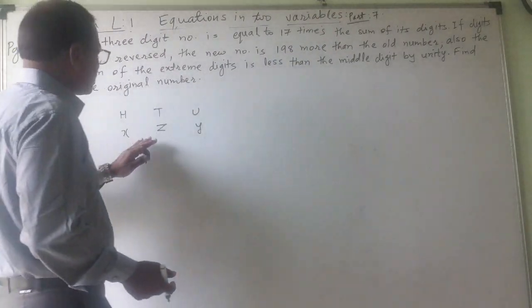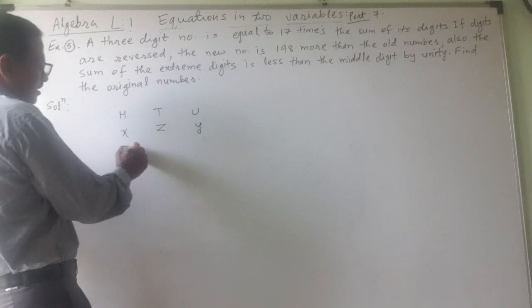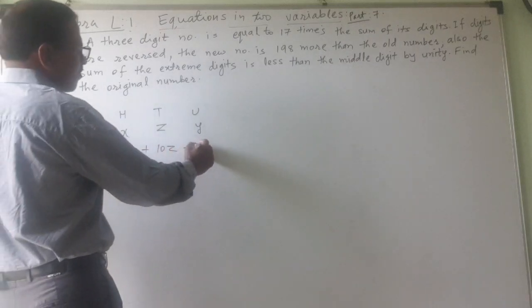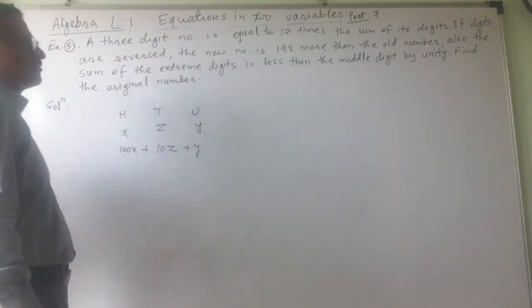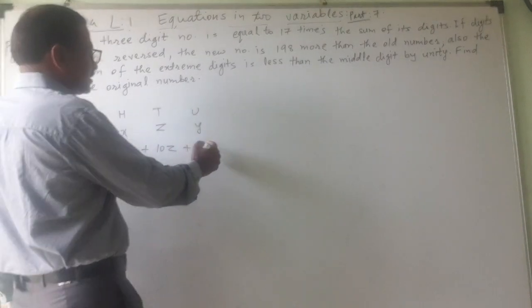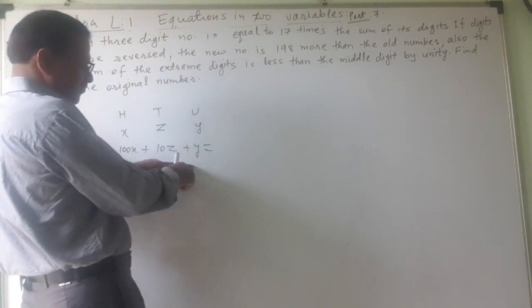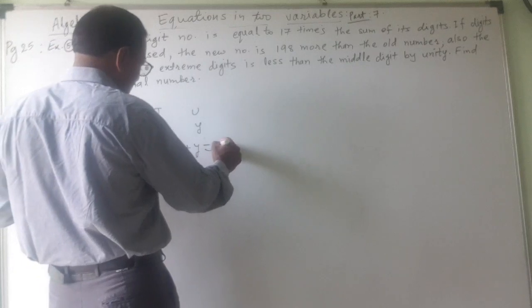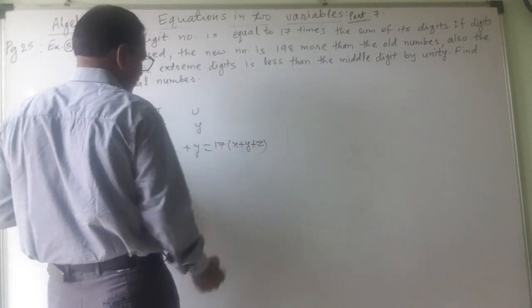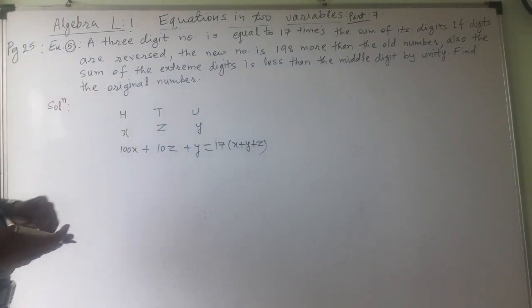Now how to form the three digit number? This will be 100x, this will be 10z and this will be y. This is the number. It is 17 times the sum of the digits. These are the digits and these are the place values. So 17 times x plus y plus z. This we are trying to understand.